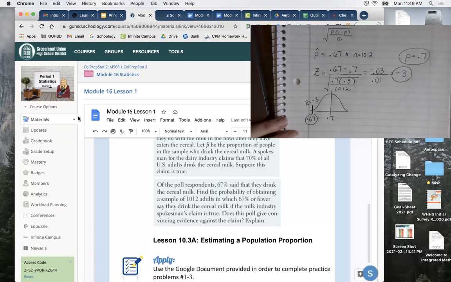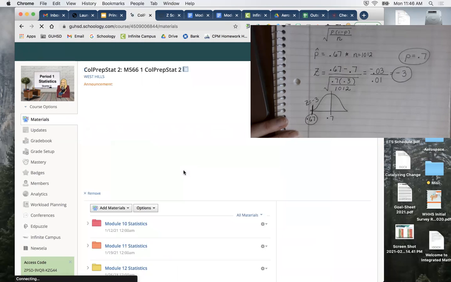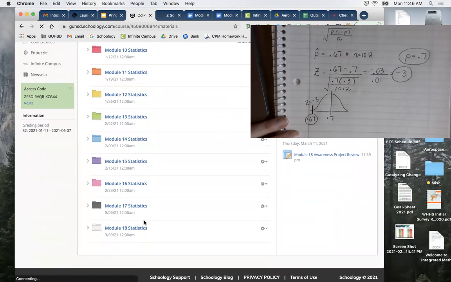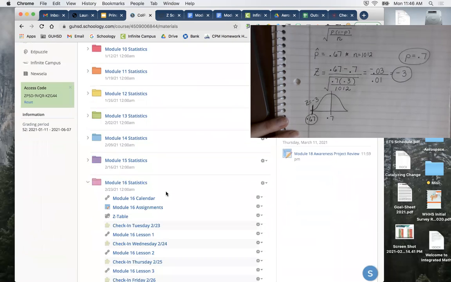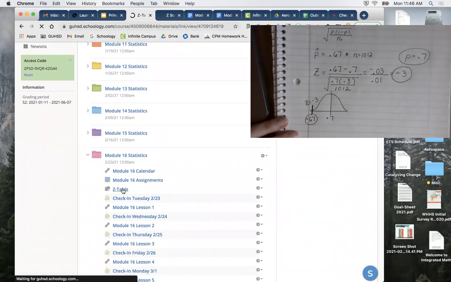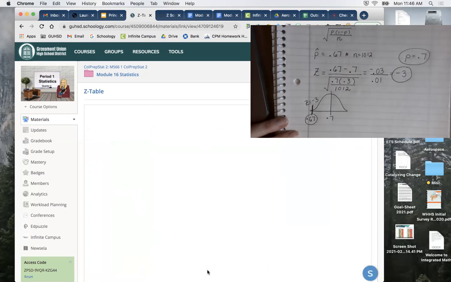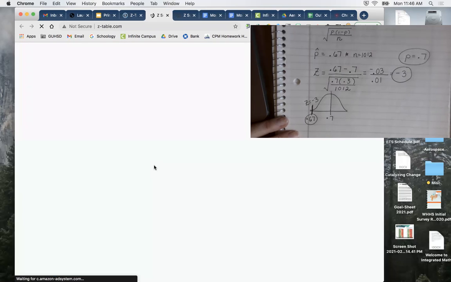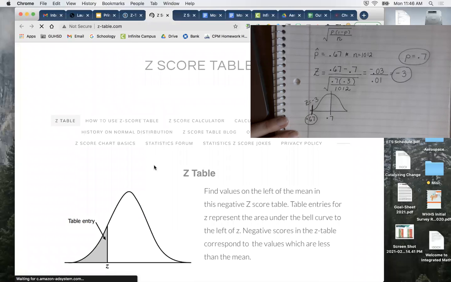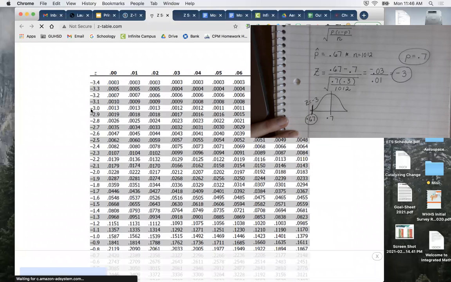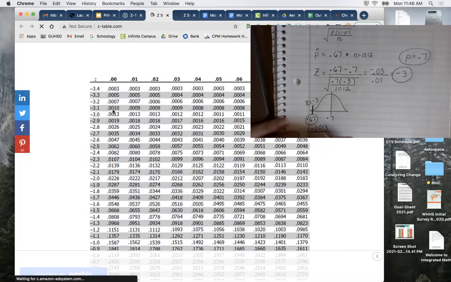In fact, just to show you guys where the z-scores are, the z-score table I linked again at the very top of this module. When you go to it, it won't show up in here, so you're going to have to click on the link and it will take you to the z-score table. So now when I look up negative 3.0, that is my proportion, 0.0013. That's the area to the left.